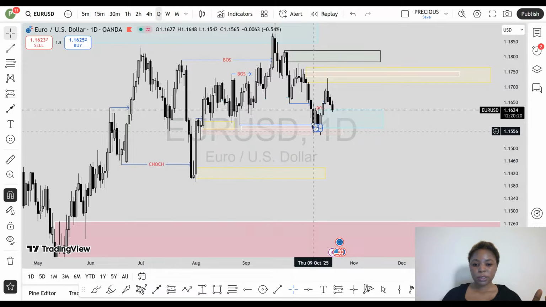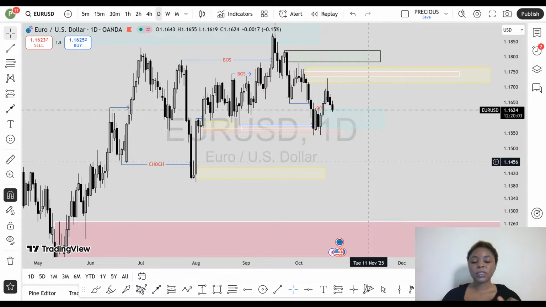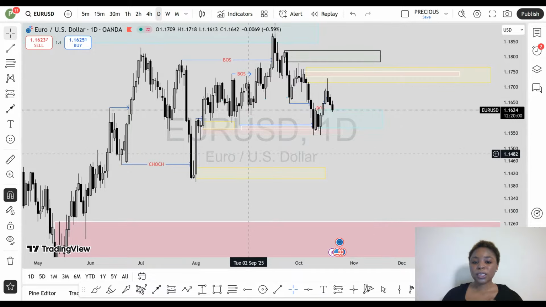Price came to this level. We have a demand level here that price mitigated and moved upward. So now price is coming downward, mitigating this demand level. We'll move upward again to mitigate this bearish order block. So when price does that now, we are expecting price to move downward and give us a break of structure to the downside again, because we are still in a bearish market on the monthly.